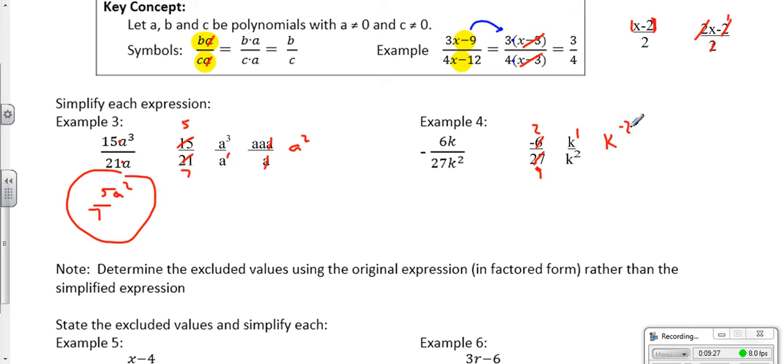Or excuse me, it's 1 minus 2, yeah, k to the negative 1. Now my answer will be 2 over 9, and k to the negative 1 is in the numerator. When you do the property of subtraction for dividing powers here, that means to make the k positive, it would go below. So that would be our answer right here. Simplified.